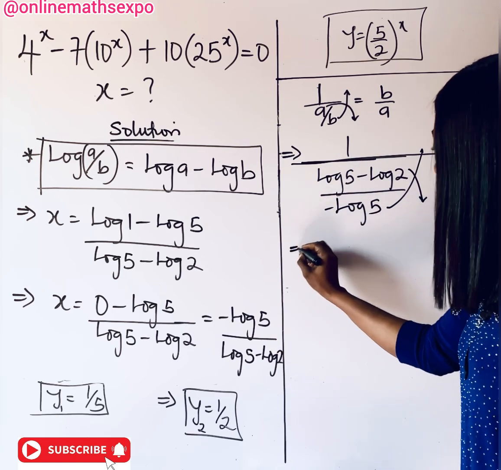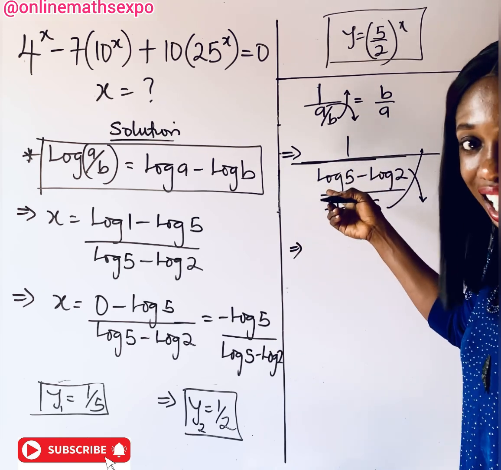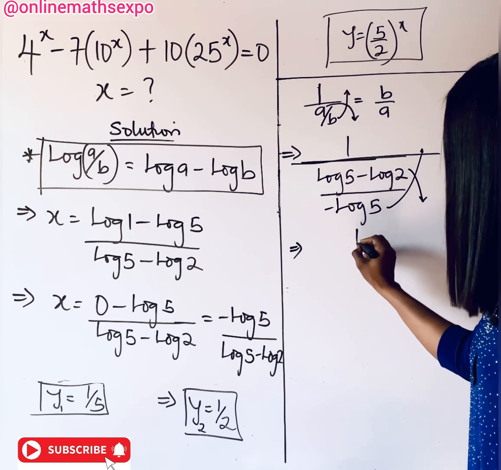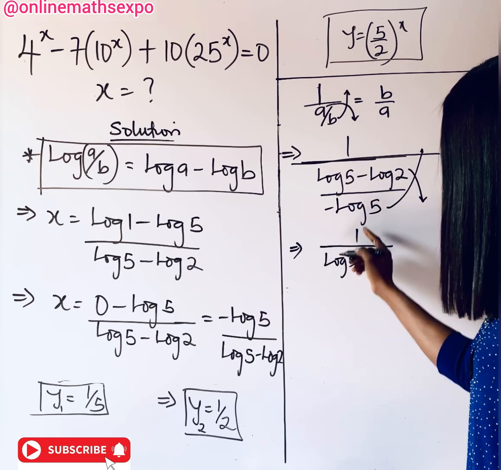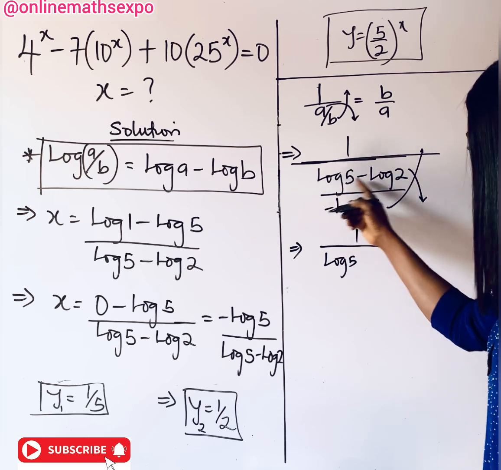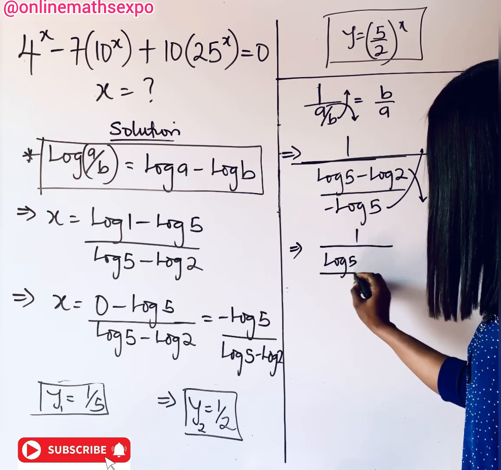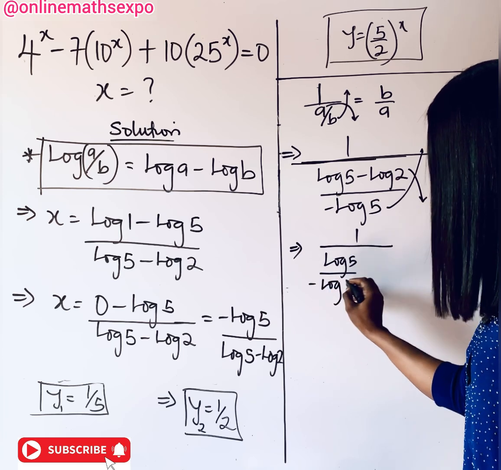So what you have now, the essence of this, is for easy cancellation. So we are going to have 1 over, here we can now have log of 5. This denominator can divide each of the terms. So we have divided by negative log 5.